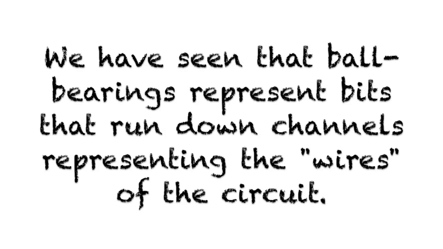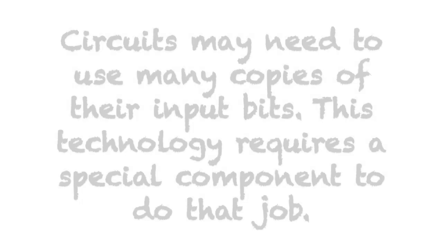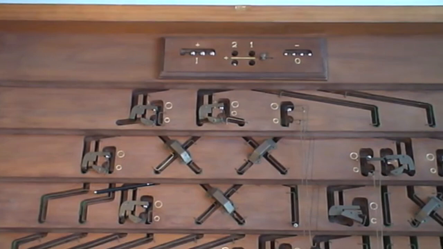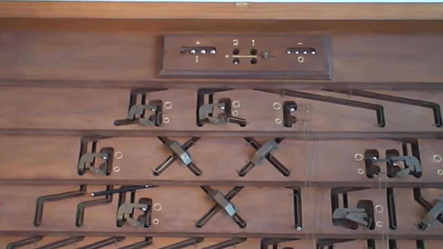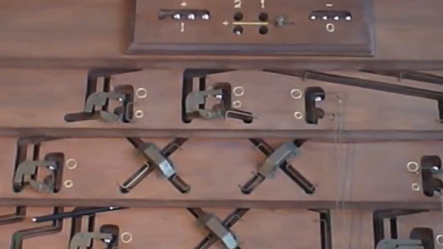We have seen that ball bearings represent bits that run down channels representing the wires of the circuit. Components are needed to process the bits. Circuits may need to use many copies of their input bits. This technology requires a special component to do that job. Let's call it a fan-out. It duplicates its input. Mainframe's fan-outs are preloaded with both possible outputs. Let's zero in on one of them.